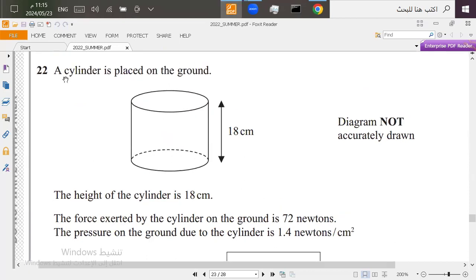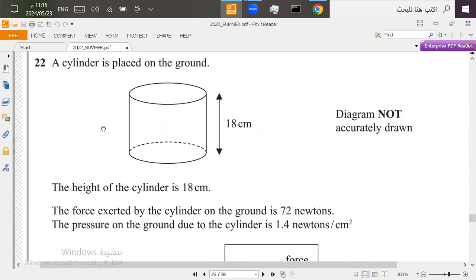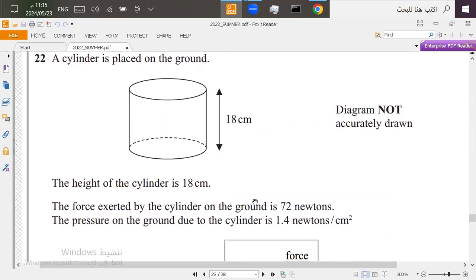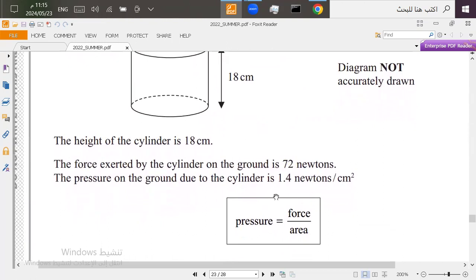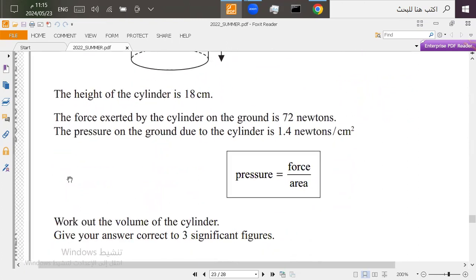Question 22. A cylinder is placed on the ground like this. This is the height of the cylinder. The height is 18 centimeters. The force exerted by the cylinder on the ground is 72 newtons. The pressure on the ground due to the cylinder is 1.4 newtons per centimeter squared. So the pressure is the force over the area, because pressure equals force over area. Now the question is, work out the volume of the cylinder. Give your answer correct to three significant figures.